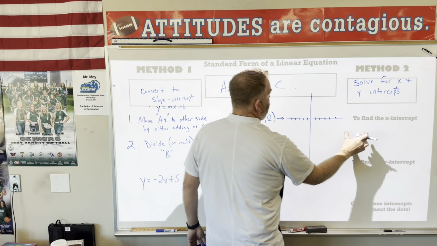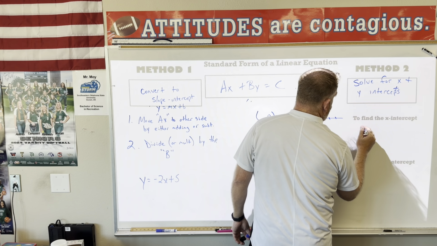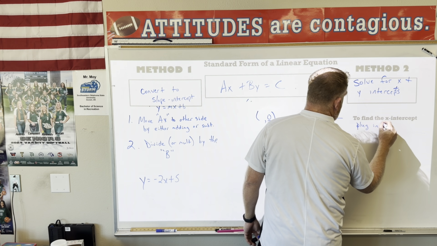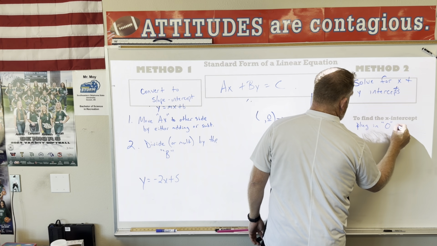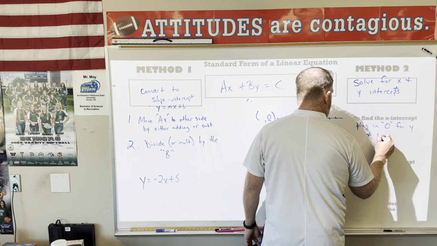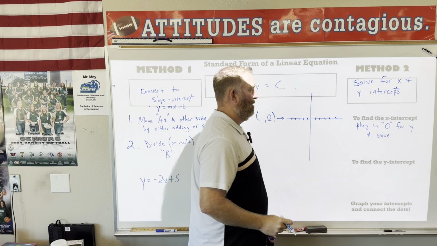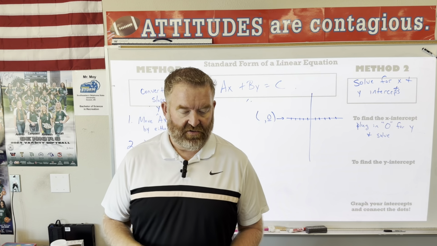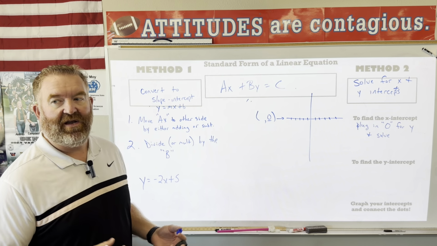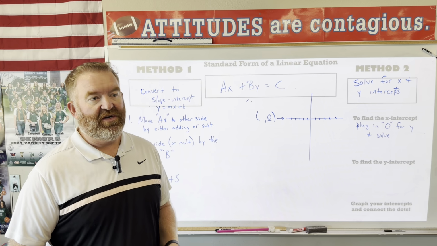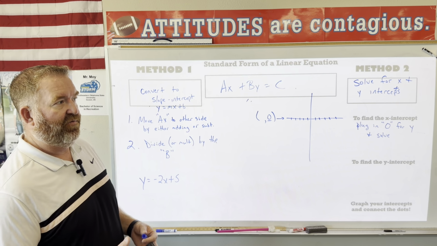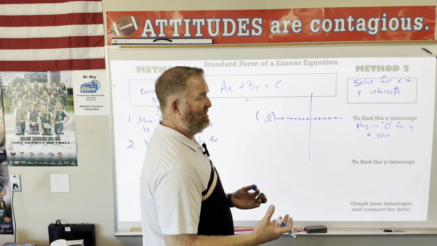So to find the x-intercept, I'm going to plug in a 0 for the y, and I'm going to solve. Basically, what it does is it cancels out the y, because what is 0 times anything? It's 0. So if we have 0 times y, it's pretty much the exact same thing.